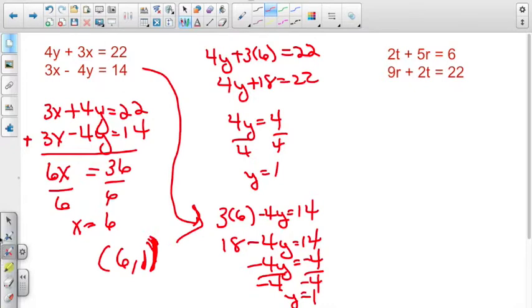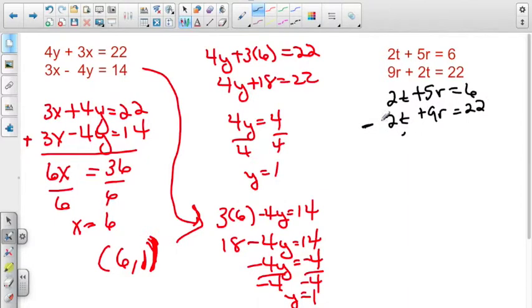All right, if I look at this problem over here, if we get the things above each other, I get 2t plus 5r is equal to 6. And let's do the other one, which is going to be 2t plus 9r is equal to 22. Now notice I have a 2t and a 2t here, but they're not going to add together and give me a 0. But if I take 2t minus 2t, that does work. So we're going to subtract this bottom one from the top one.